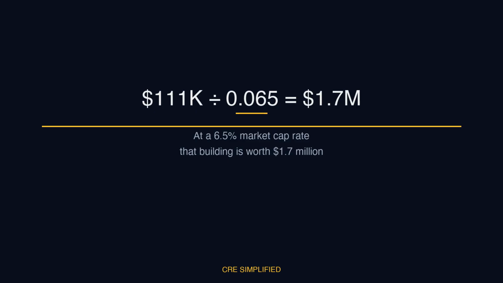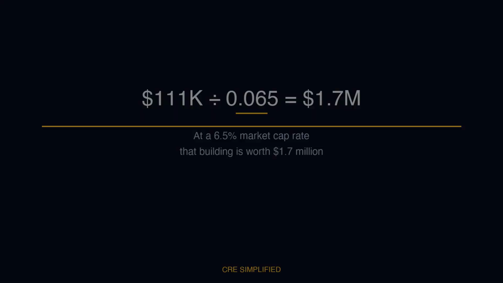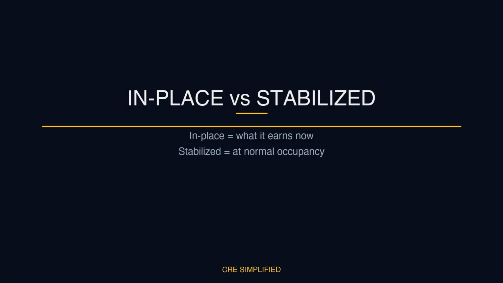If the seller is asking $2.2 million, the math doesn't work. The implied cap rate at that price is only 5%, below what the market is pricing that asset class. If they're asking $1.6 million, you're buying at a slight discount to market. This is exactly how brokers and investors underwrite deals. The asking price is almost secondary. What matters is whether the NOI and the cap rate support the number.